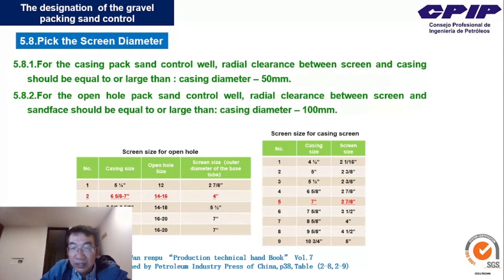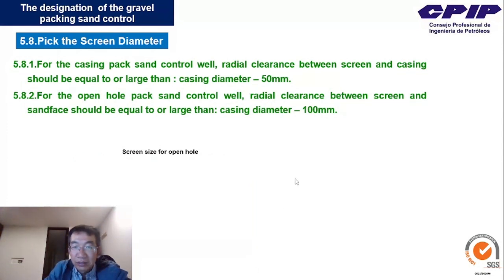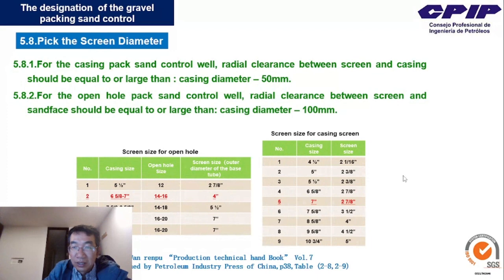Another table shows us the screen size for casing screen. Casing size is from 8.5 to 10, 3.4 inch, and the screen size is from 2 inch to 5 inch. This one we don't talk about in detail.